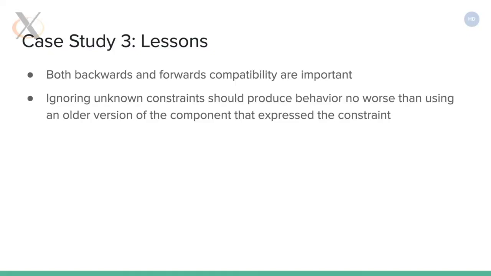Back to the current case study here. The lessons we learned from this were that both backwards and forwards compatibility are important. If you don't have one, you really don't have either. And ignoring unknown constraints, as I said, should produce behavior no worse than using an older version of the component that was expressed in that constraint. So if you don't handle a given constraint, if you just ignore it, it should be no worse than if you hadn't upgraded whatever piece is reporting it.